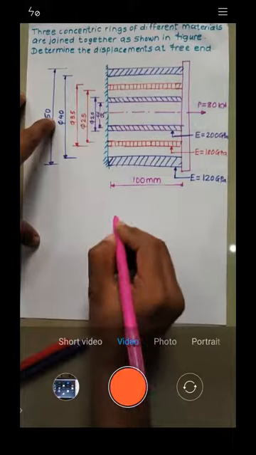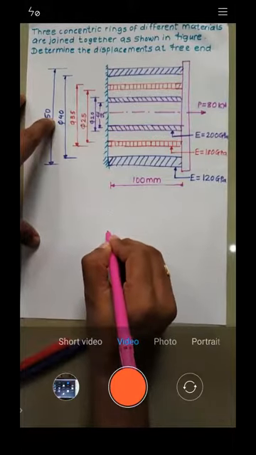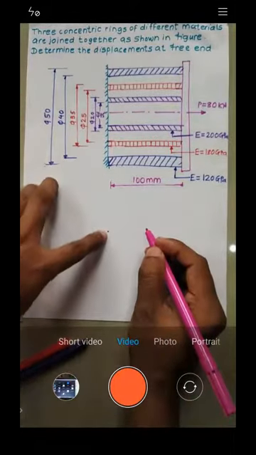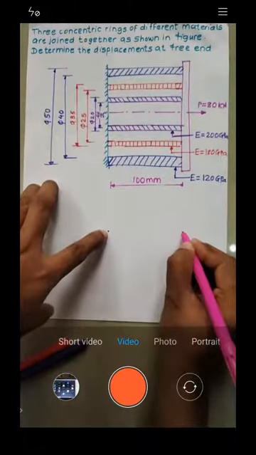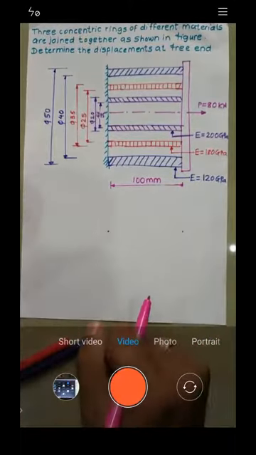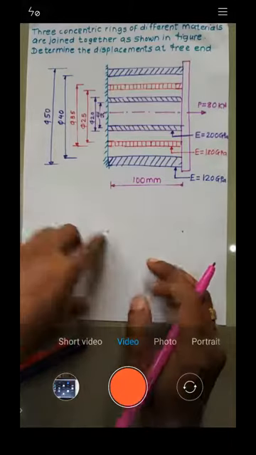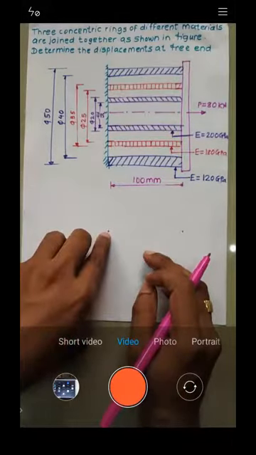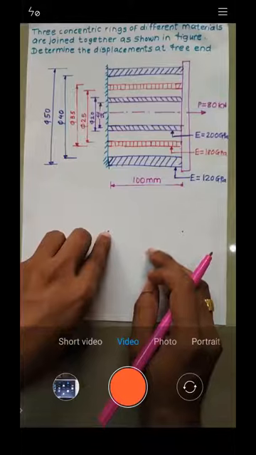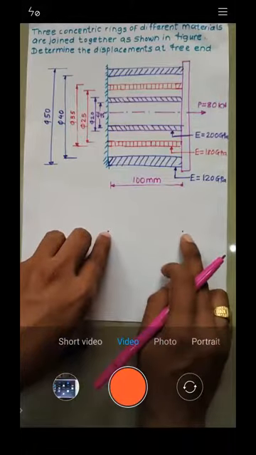Try to understand, let me write this down. I will take this point, which is nothing but a fixed support. I will take this point, which is your plate connection point. This point connects the ring to the fixed support, and this point connects the ring to the plate.